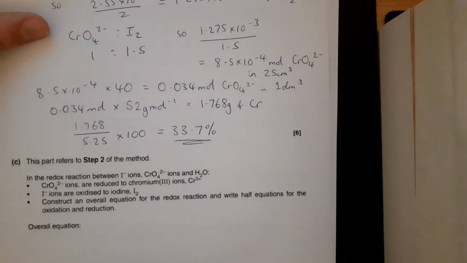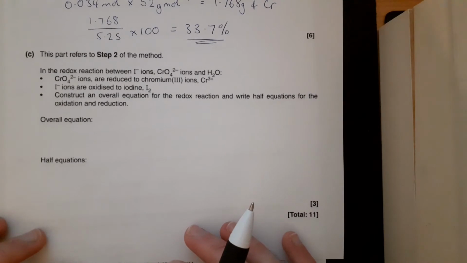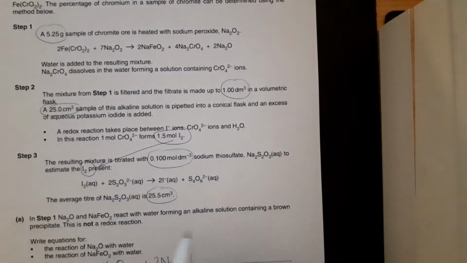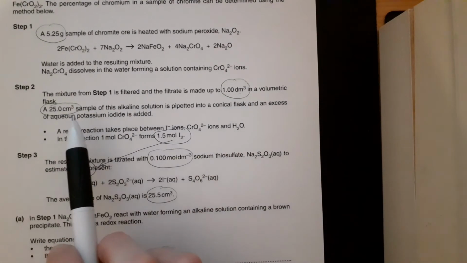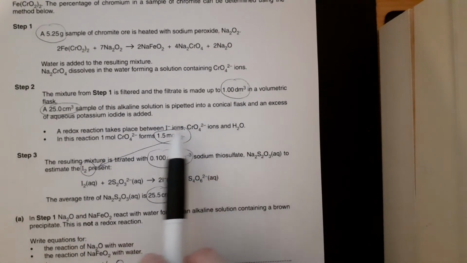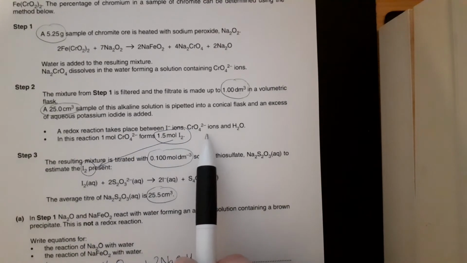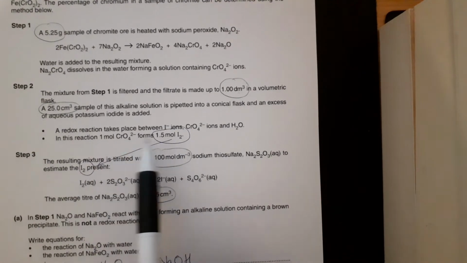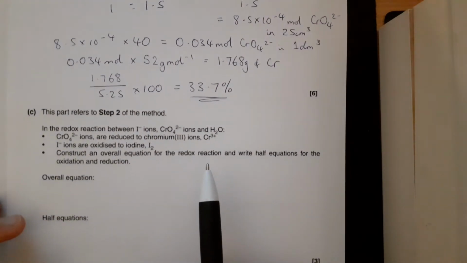Okay, right, there's an extra little bonus bit here just for fun. So this part refers to step 2 of the method. Let's just have a quick peek at step 2. So the mixture is filtered and it's made up to 1 decimeter cubed. A sample is pipetted into a conical flask and potassium iodide is added. A redox reaction takes place. Okay, so it's this reaction they gave us the ratio of. That's going to be useful, isn't it? They presumably want us to write this equation, right?